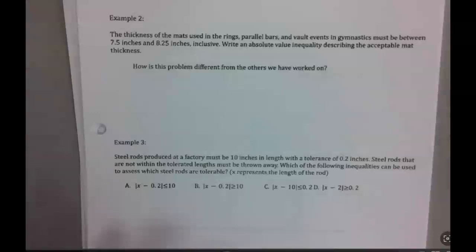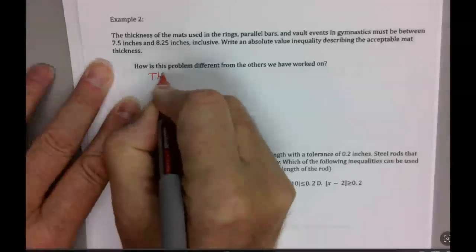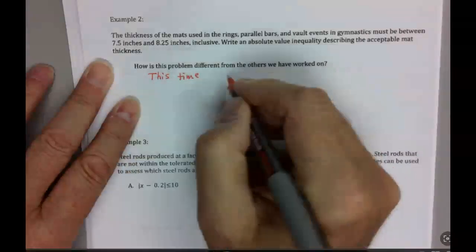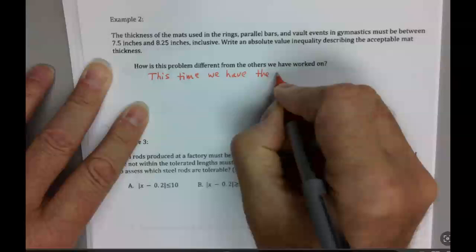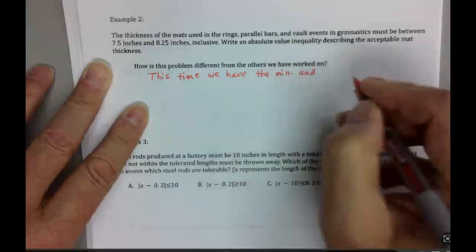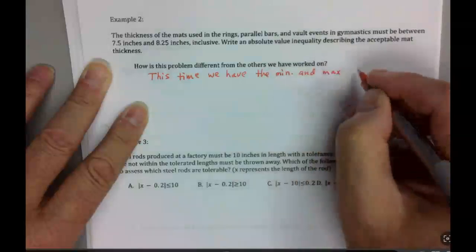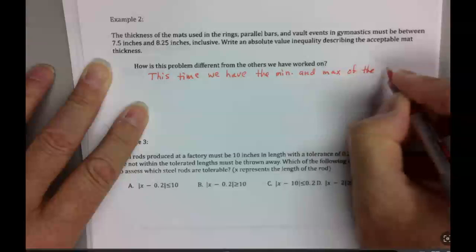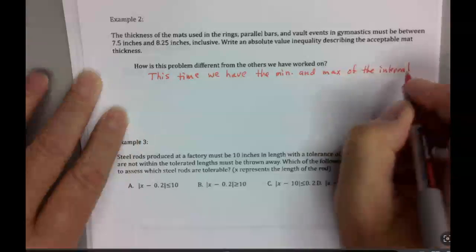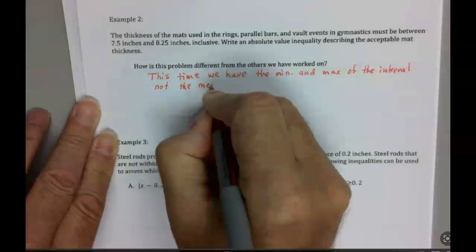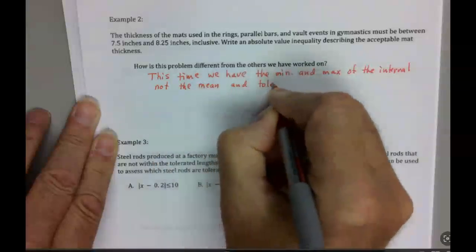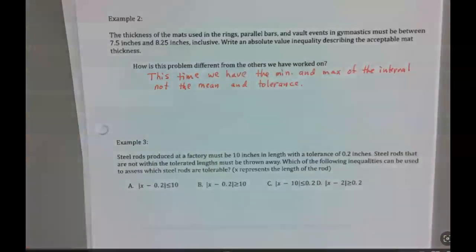Inclusive. Okay, so let's think about this. This time we have the minimum value and the max value of the interval, not the mean and tolerance. We don't have the middle. That's between the min and the max, correct?